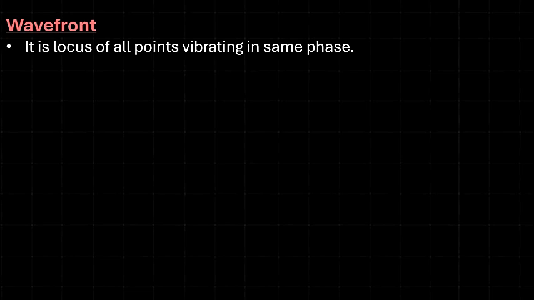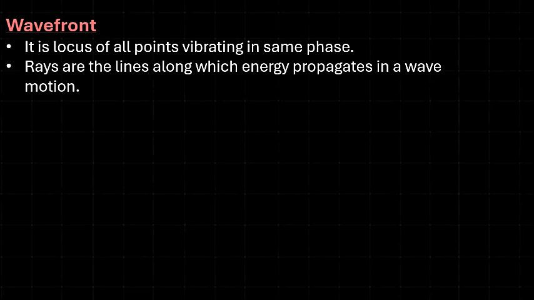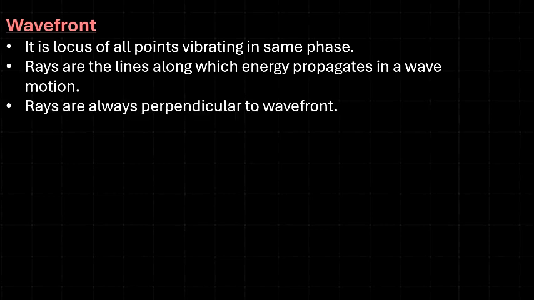So what is the role of the electric field in electrostatics? That is the direction of energy in a wave, and the equipotential surface is obviously the wavefront. So rays are the lines along which energy propagates in a wave motion, and rays are always perpendicular to the wavefront. So that is a very important property.